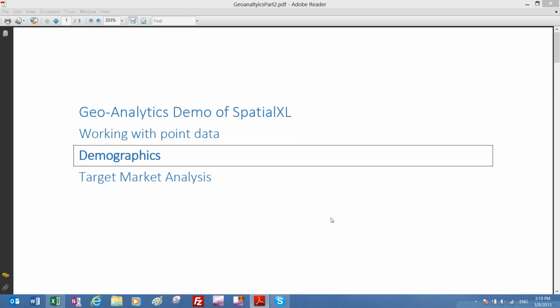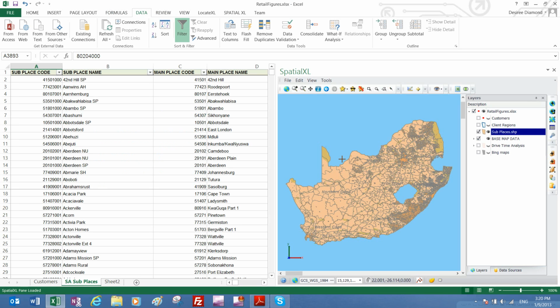This part of the demonstration of SpatialXL with regards to geoanalytics will deal with demographics. We now have access to demographic profiles which we can use for marketing analysis. If you have any queries about the data that we will be displaying in this demonstration, please contact us and we will give you more information on this data.